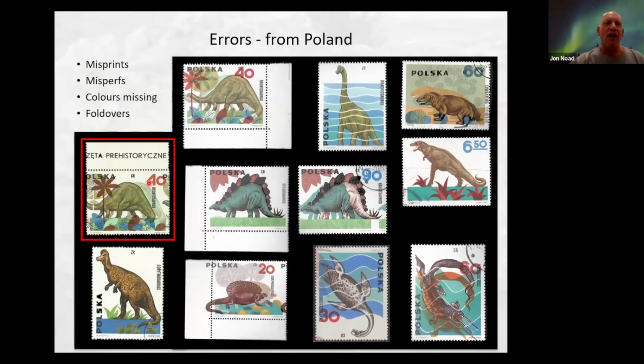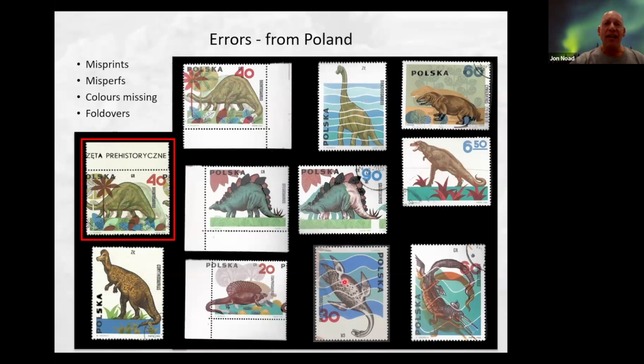And my favorite, that I've put a red outline around here, is the headless Brontosaurus. You can see here on the left, it's actually missing its head completely. That would be on the next stamp. We also have stamps that are missing the value. This one at the top here is missing the value. The one on the right here is missing the black.